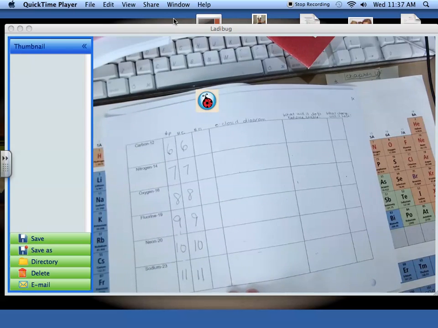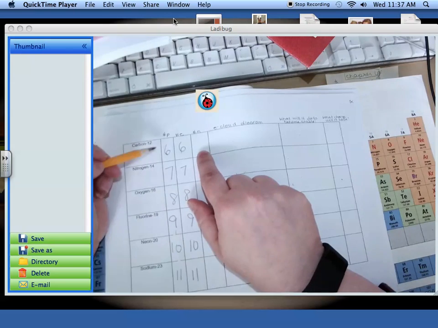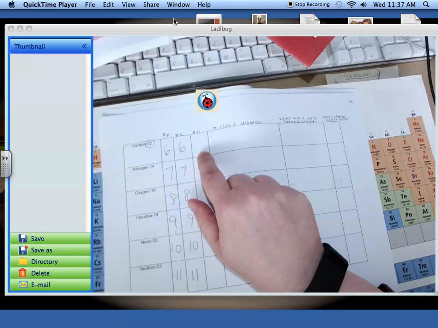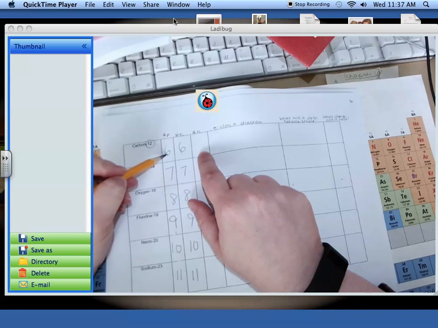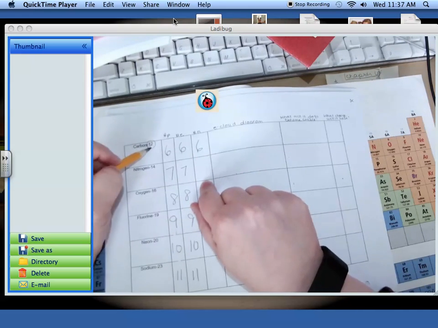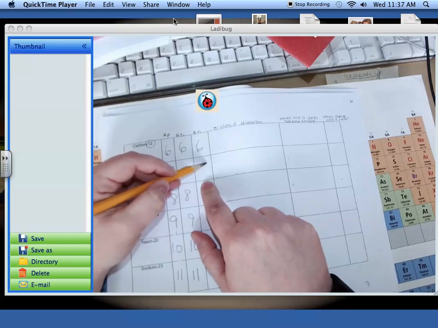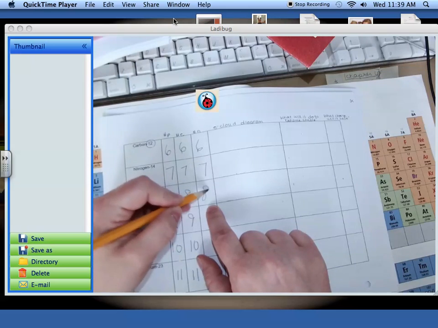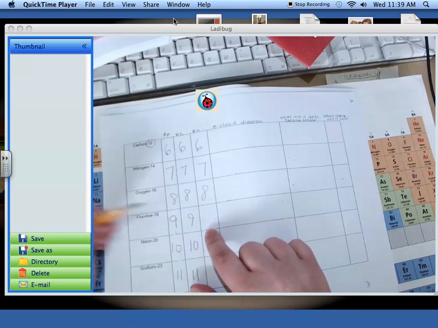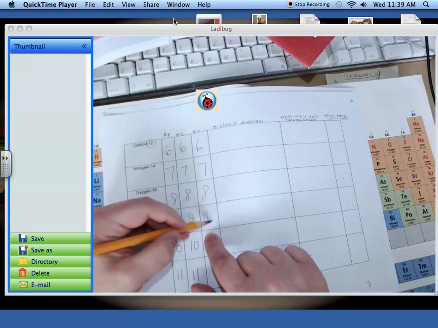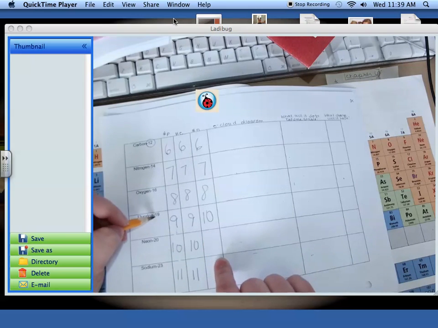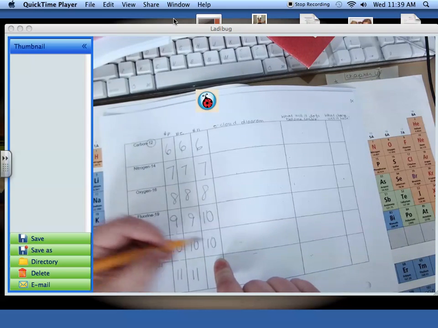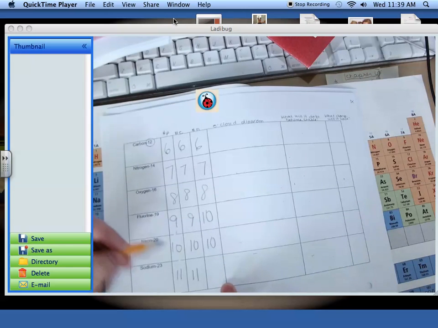Neutrons, I have to do a little bit more work. Okay, remember, this is the mass number. That's the protons and neutrons added together. 6 protons plus 6 neutrons would give me a mass of 12. 7 protons and 7 neutrons would give me a mass of 14. 8 protons plus 8 neutrons would give me a mass of 16. 9 protons plus 10 neutrons would give me a mass of 19. 10 protons, 10 neutrons would give me a mass of 20. 11 protons and 12 neutrons would give me a mass of 23.